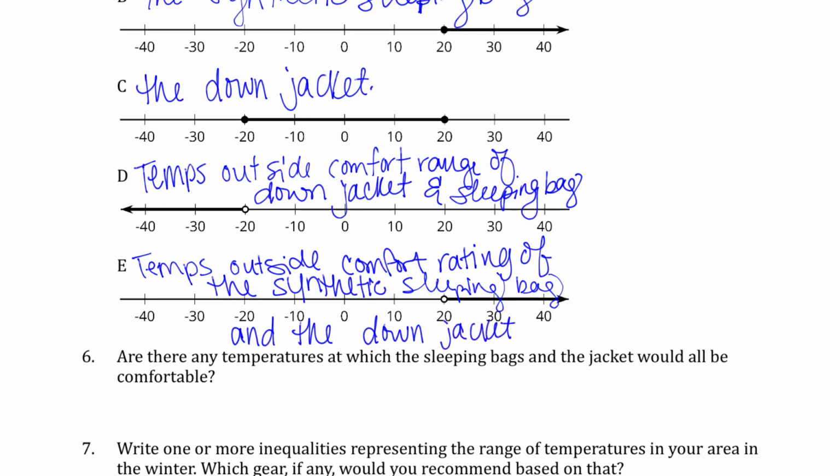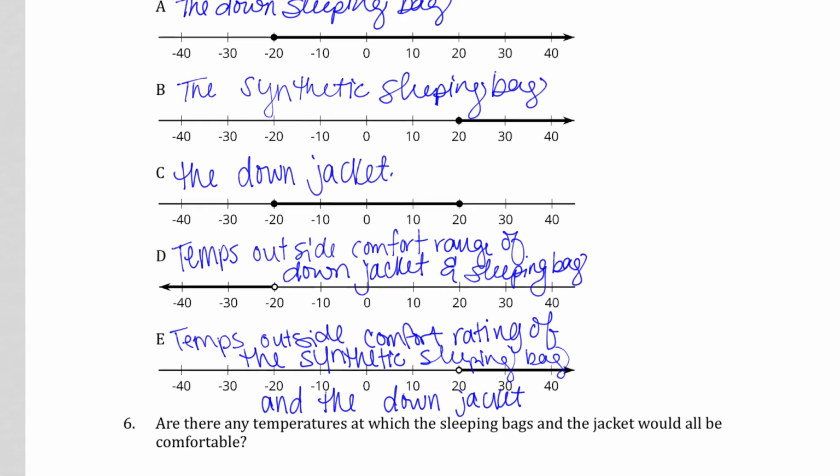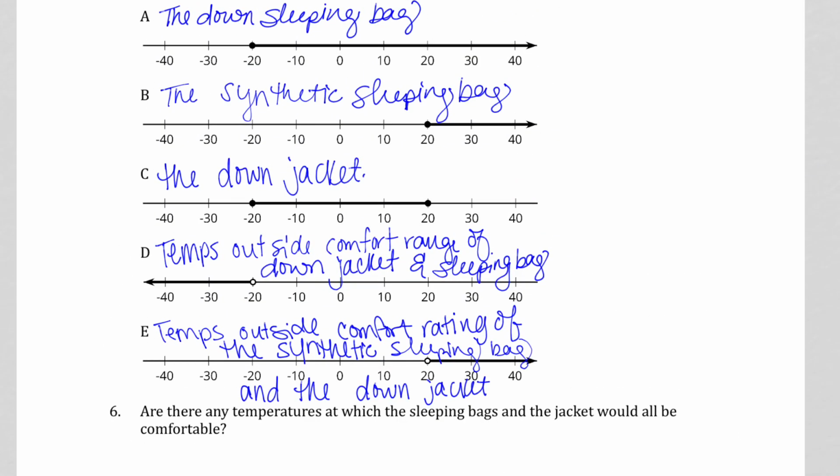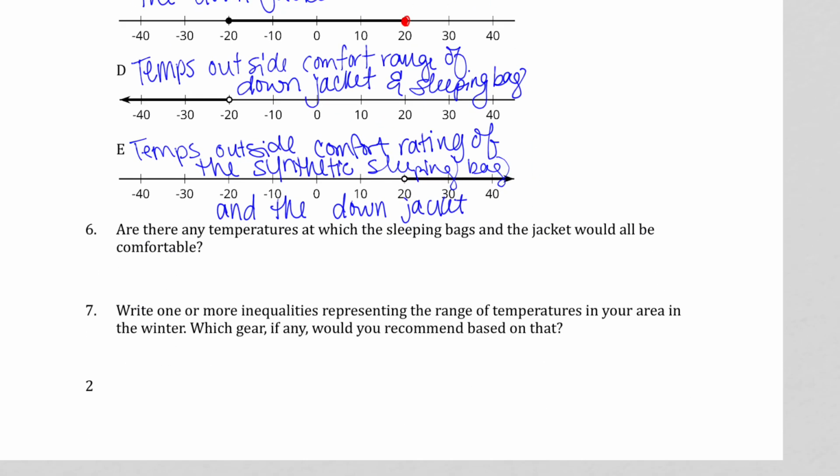Okay. Are there any temperatures at which the sleeping bags and jacket would all be comfortable? 20 degrees. Yeah. They all have a point at 20 degrees. If you look up here, we have 20. Our circle is filled in, so at 20 for all of those. At 20 degrees Fahrenheit. So yes.